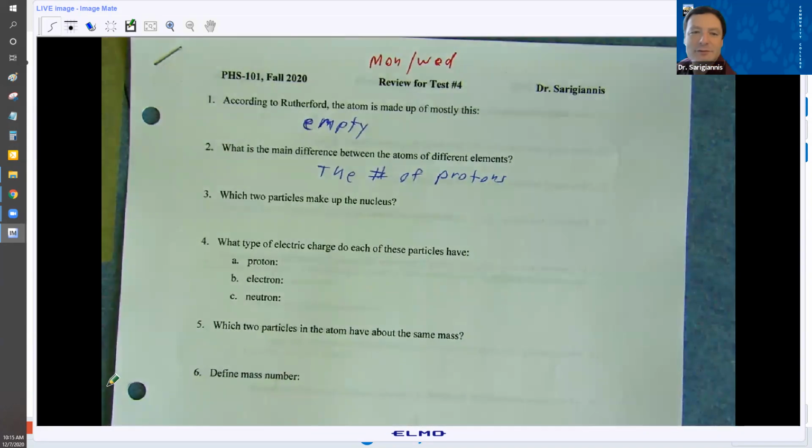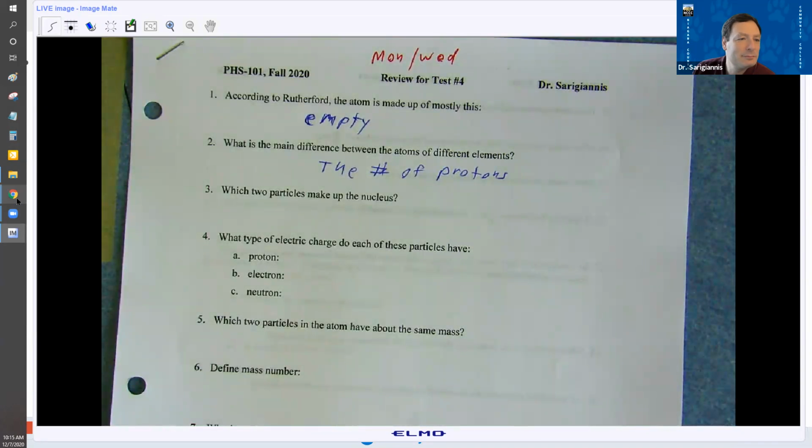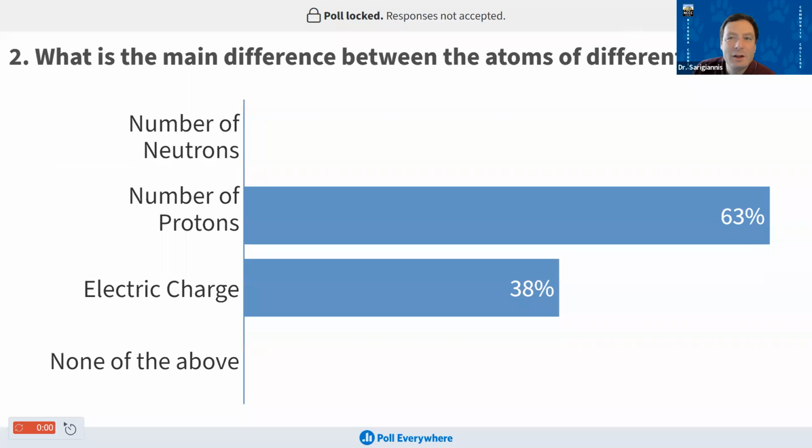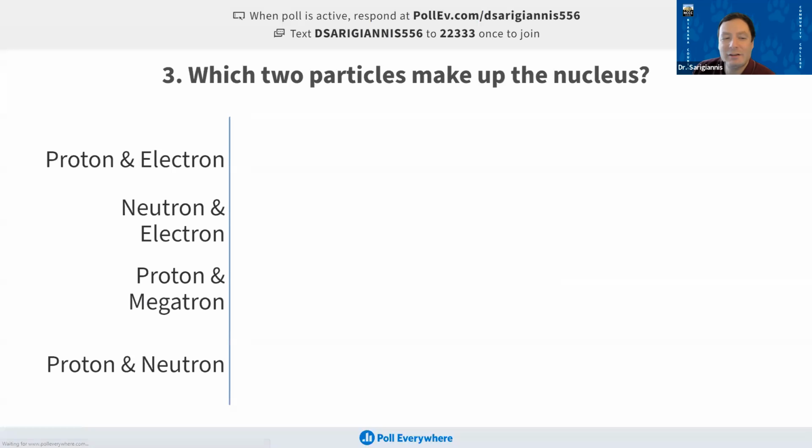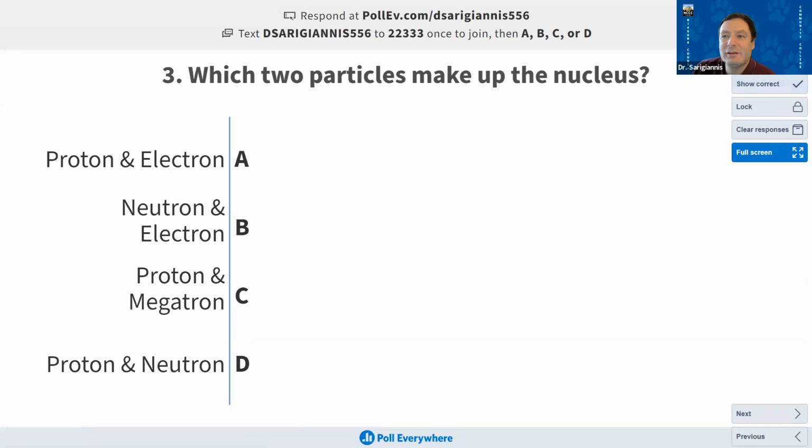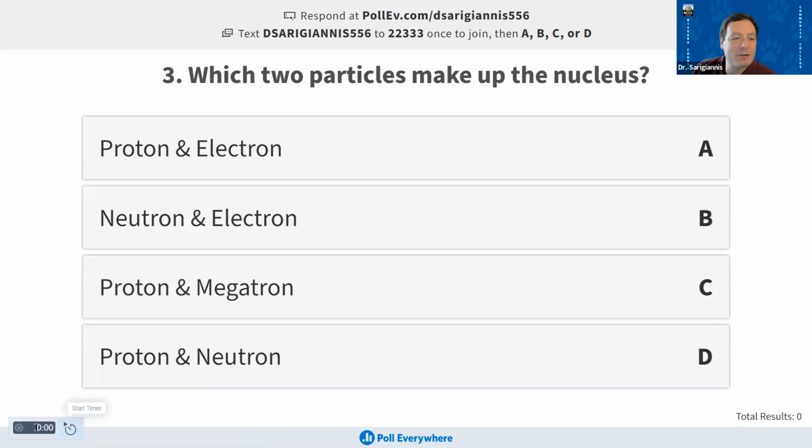Turn this light on. All right, so next question is, which two particles make up the nucleus? So I'm going to put 1.30 minutes in here. If I can get this thing to, what's going on? My number lock is on. What the heck? All right, 1.5 minutes on the timer.